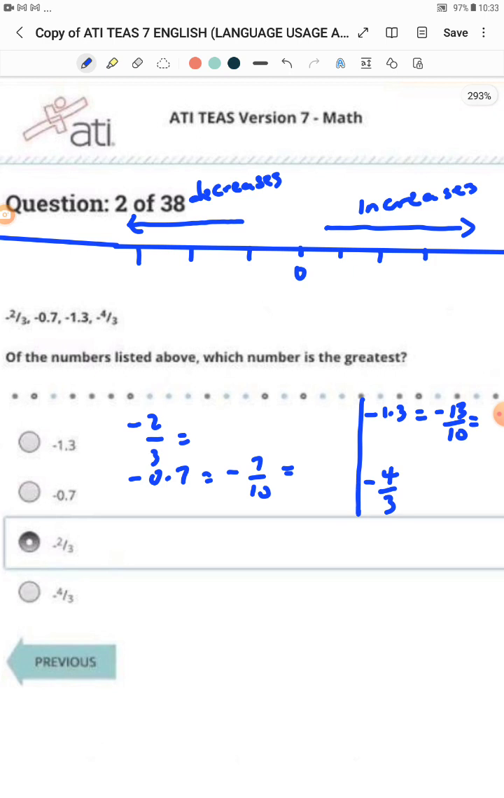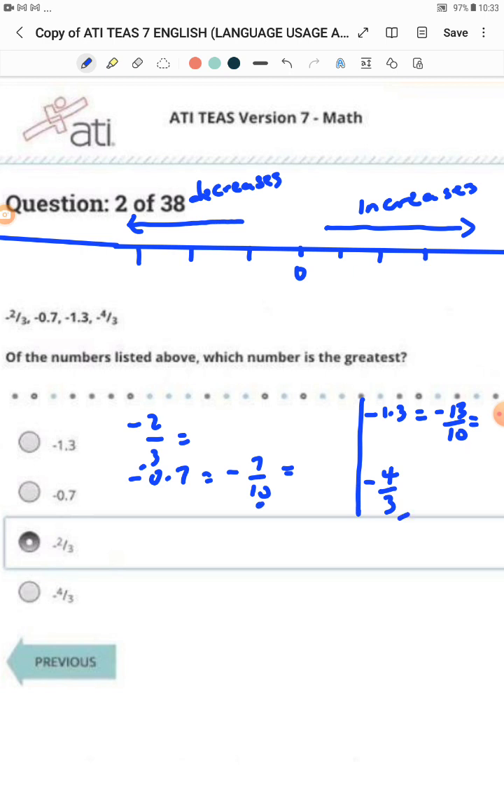So if I look at the denominators of all of them, let me change their denominators to the same thing. Let's say I want to change all the denominators to... if I look at 3, there's a denominator of 3 here, there's a denominator of 10, there's another 3, there's another 10.